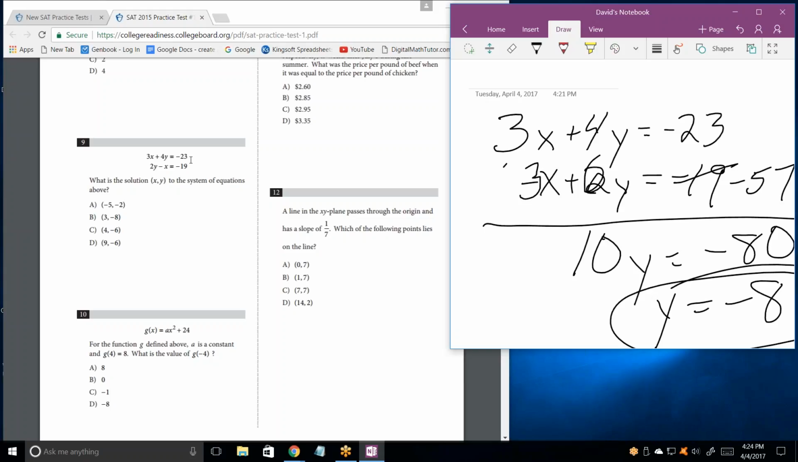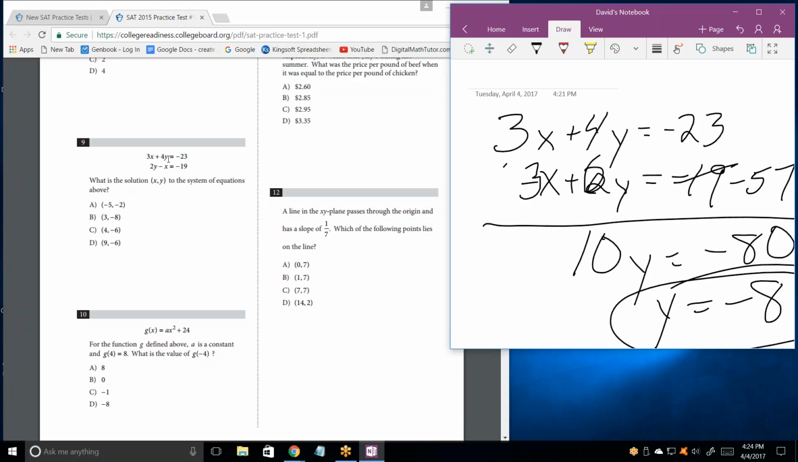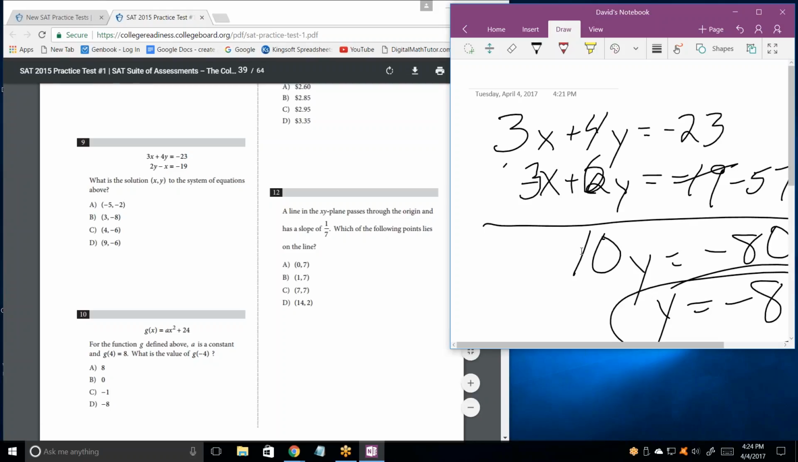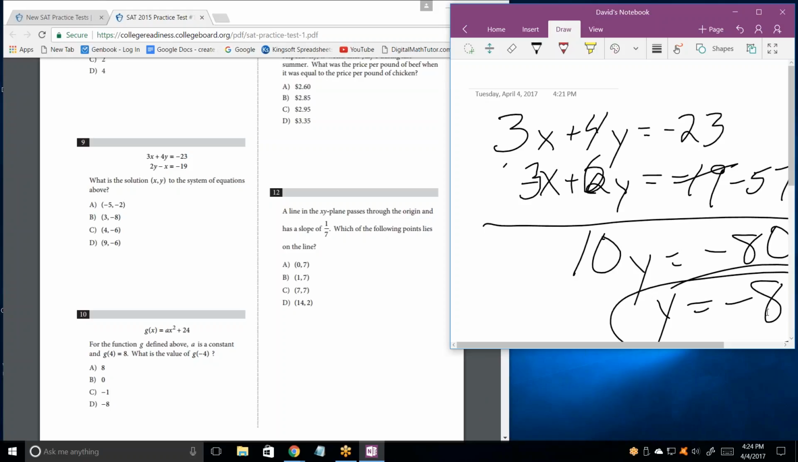Particularly when you're plugging this into this equation, you have to make sure you plug the minus 8 in for the y and the 3 in for the x. And when you plug it into the first equation, it's the reverse. You have to put the x coordinate first and the y coordinate second. But if you did it my way and you came up with y equals minus 8, you're done. You do not want to spend the time checking it.